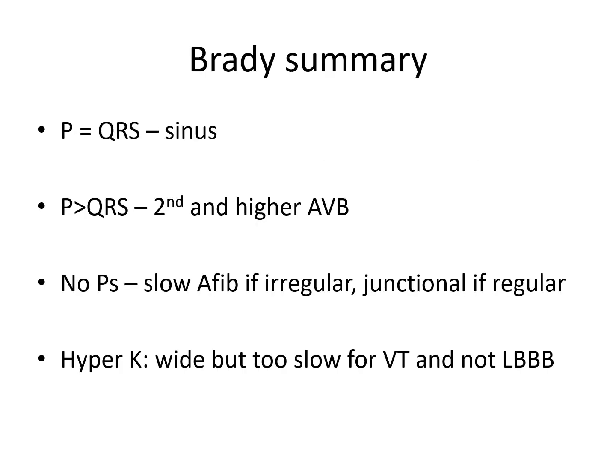So here is a useful little summary for bradycardias. If you see the number of P's equal the number of QRS's and they map 1 to 1, this is sinus. If you see more P's than QRS's, this is a second degree or third degree AV block. If you don't see any P's, it is slow atrial fibrillation if it's irregular, and if it's regular, then it is a junctional rhythm. And finally, suspect hyperkalemia if it's wide but too slow to be ventricular tachycardia and it doesn't look like a left bundle branch block.